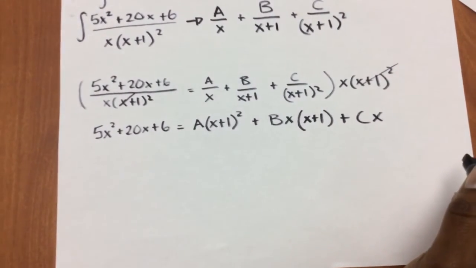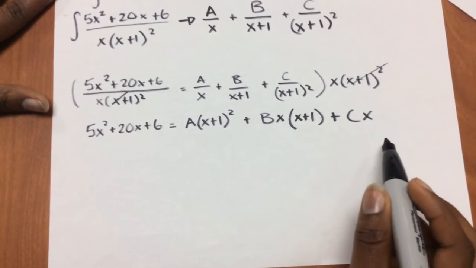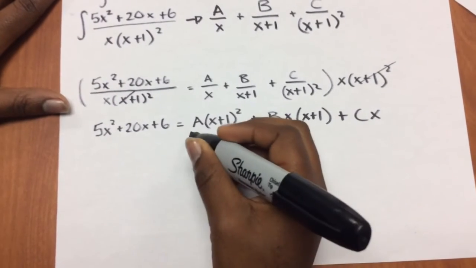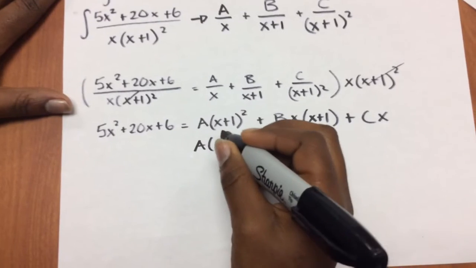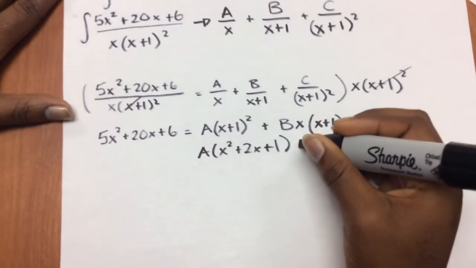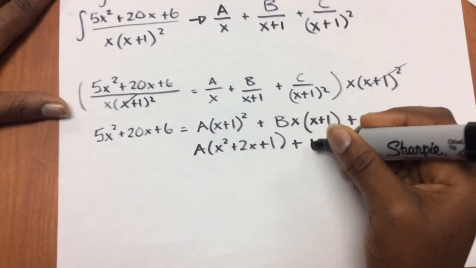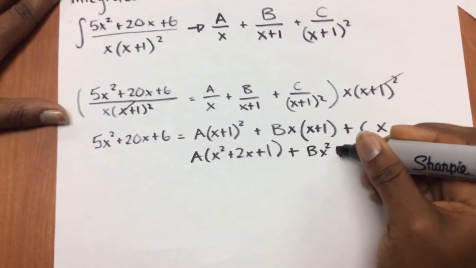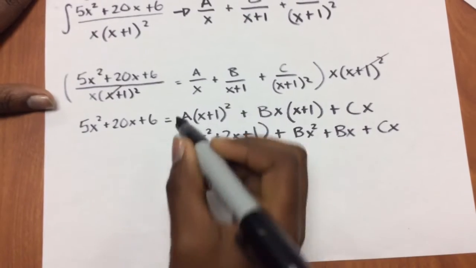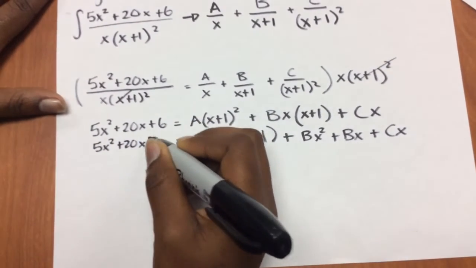Okay, so this may look a little confusing, but what we're going to do is multiply everything out, and then we're going to group like terms. So (x plus 1) squared is equal to x squared plus 2x plus 1. These are identities, so you should know it, I assume. And then we're going to distribute the Bx, so that will be Bx squared plus Bx, and then we'll be left with that Cx. Okay, and that will equal 5x squared plus 20x plus 6.